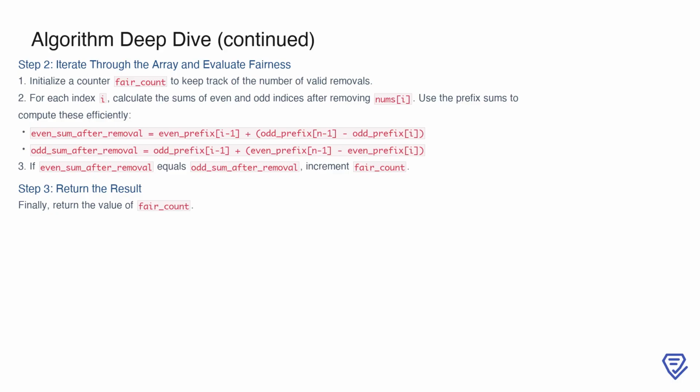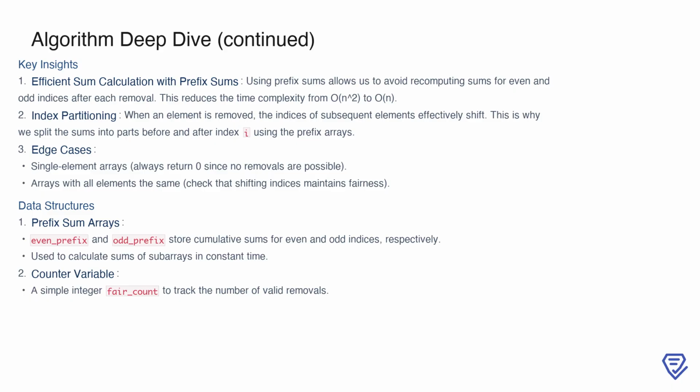Similarly, the sum of odd indices after removal combines the odd prefix sum up to i-1 with the even prefix sum from i+1 onward. If these recalculated sums are equal, we increment the fair_count. Once all indices have been processed, we return the value of fair_count as the result, which represents the number of ways to make the array fair. The prefix sum approach is key to solving this problem efficiently, as it avoids the need to recompute sums for even and odd indices after each removal.